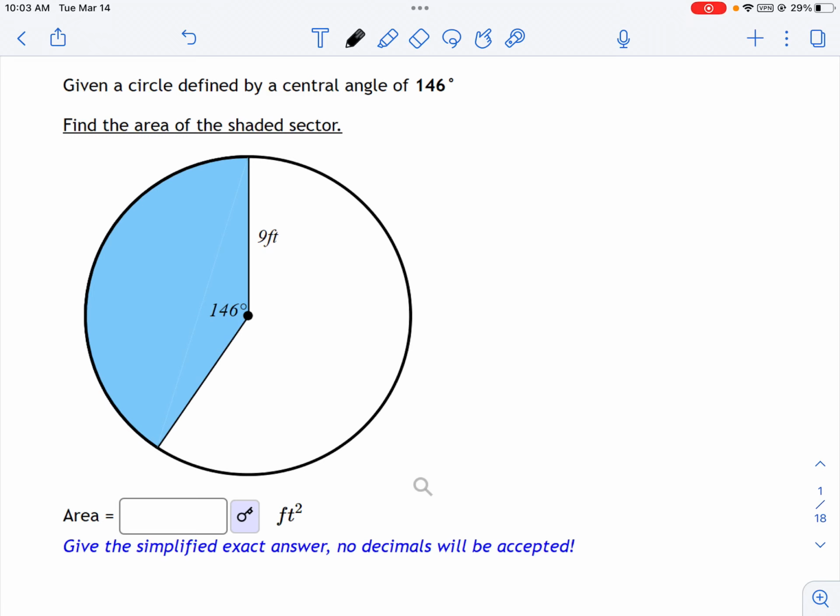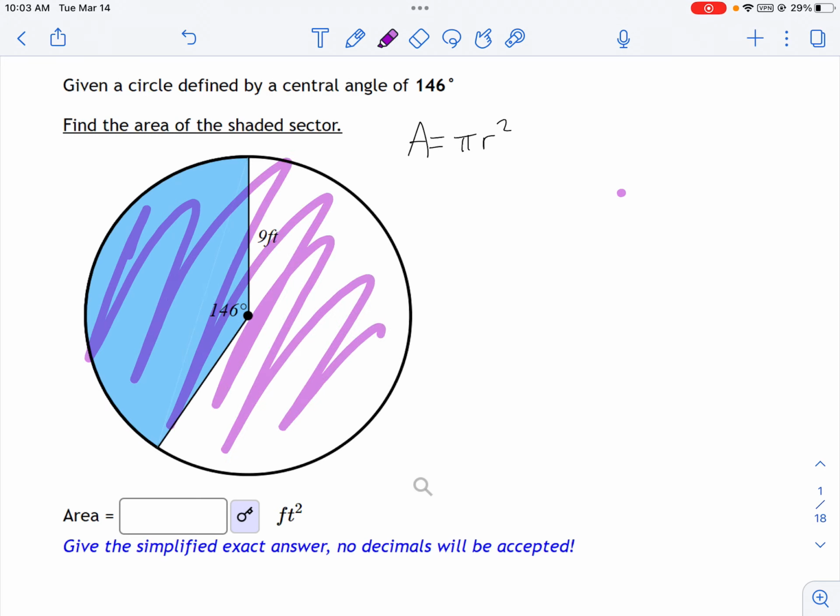Now we're going to do the second method of going through this, which is using percentages. So how this essentially works is that you know how to find the area of a circle. That's pi r squared. Well, we're not looking for the area of an entire circle here. We're looking for the area of a sector, meaning we're only looking for that blue shaded portion. We're not looking for the entire circle.